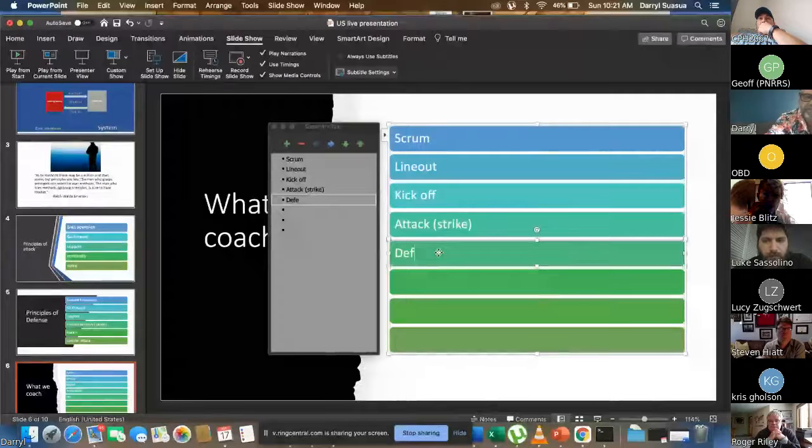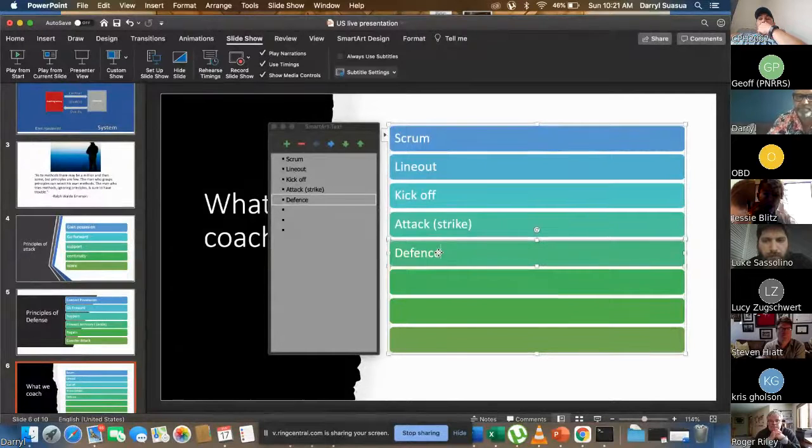And same with the defence. So we're looking at first phase defence. The loose forwards know exactly what they're doing coming off a scrum. They know what they're doing if there's a blindside strike. They know what they're doing if they're receiving a kick and that sort of stuff. So we coach a lot of that sort of stuff as well. Sorry, if I just go back to here.